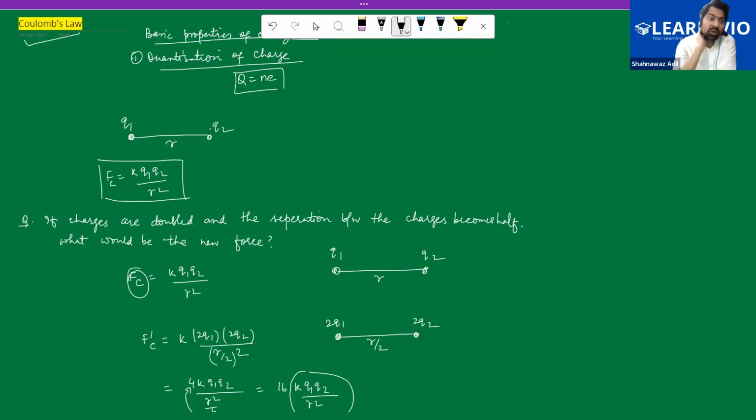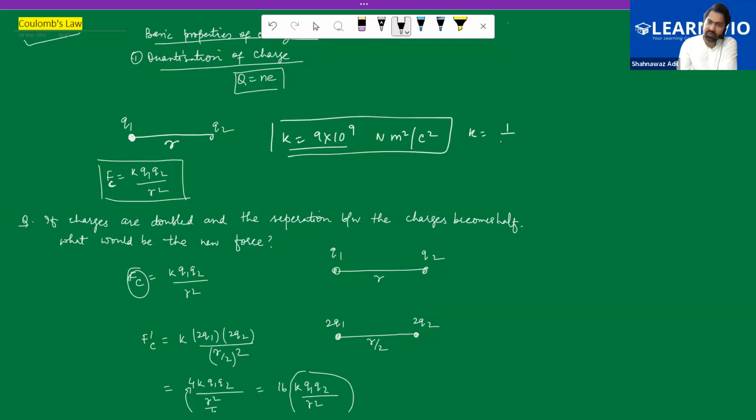Similarly, we have Coulomb's law of electric force, right? What does it say? If you have two charges and there is a separation between them, then the force of repulsion or attraction would be kq1q2 by r square, where this k value is 9 into 10 to the power 9, in Newton meter square per Coulomb square. And this k is also equal to 1 by 4 pi epsilon. So this value we have to remember.